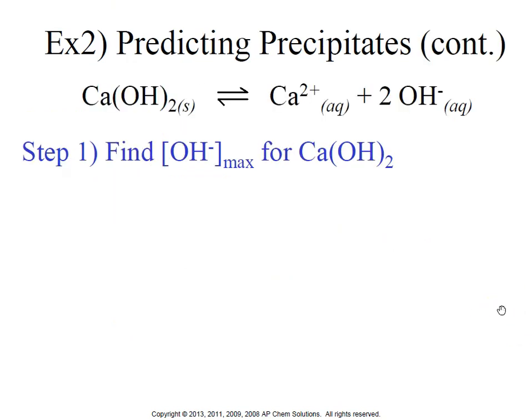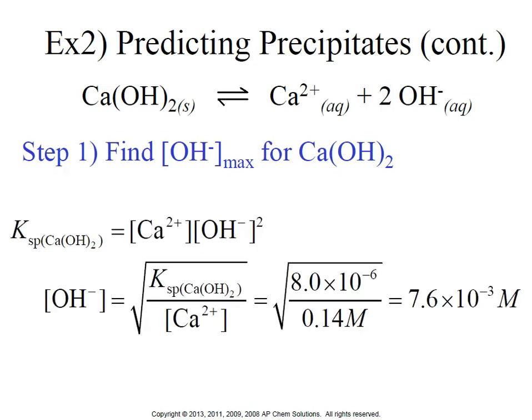When we're asking this question, what we need to do is figure out how much hydroxide it will take to form the precipitate for each one. So we're going to try to find the hydroxide concentration when these solutions are saturated. And that would be the maximum hydroxide we could have without a precipitate forming.